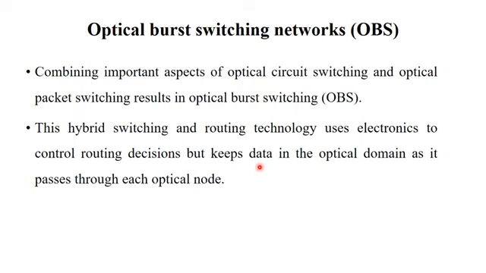Each user can transmit his own data in the form of packets. At the edge node, all these packets which belong to the same destination are combined together to form a data burst. For that, a label will be put indicating the destination, and they will be transmitted as a single data burst towards the destination. So that is how burst switching works.